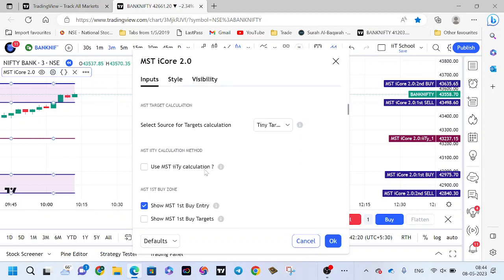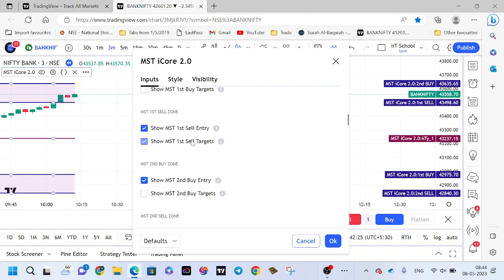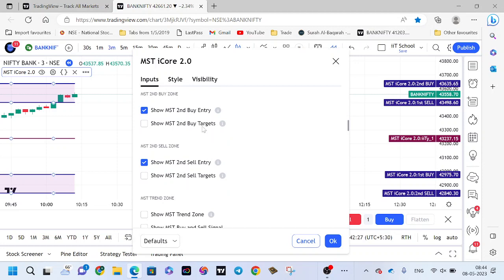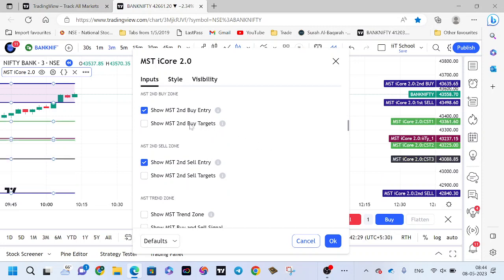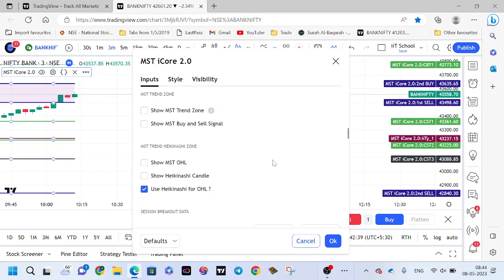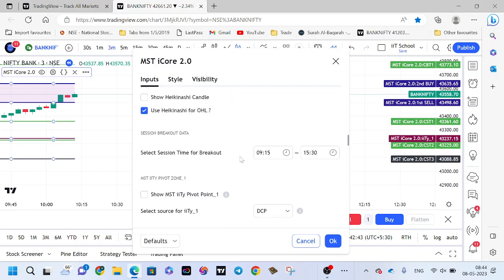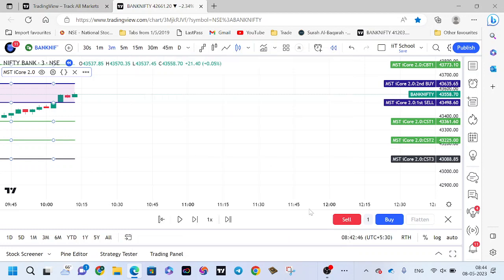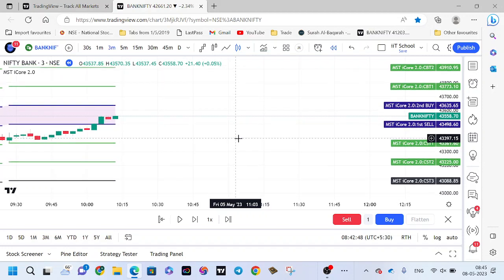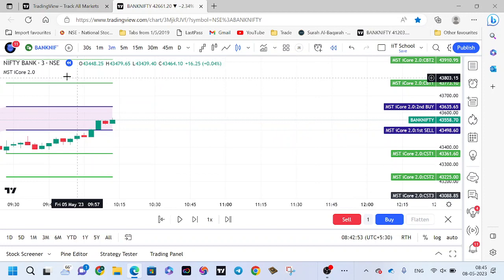Now once the sell or buy is activated, go to the settings of the indicator and select sell targets and buy targets also, and second buy targets. Why? Because we don't know where the market will go, whether it will go to our target side or the opposite side. So whichever side it is going, we should be ready. If sell is activated, you have to go for the sell entry. If buy is activated, you have to go for the buy entry. If SL is hit, you have to go for the reversal entry.